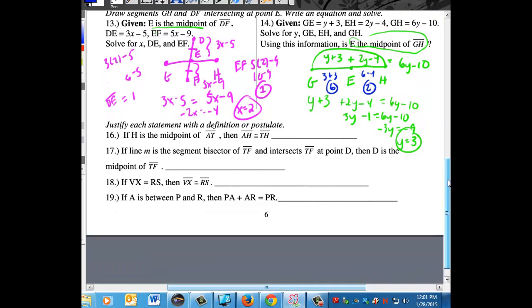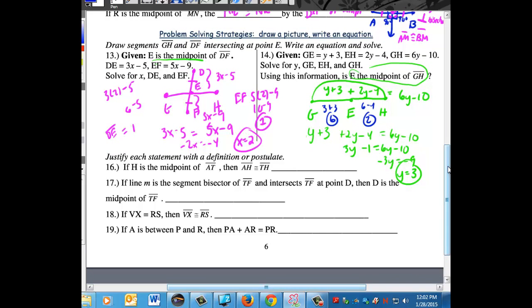Alright, and then down the bottom we have if H is the midpoint of segment AT, then AH is equal to TH. That's definition of midpoint. And we're not there yet, but we would use this in proofs, and we'll learn proofs next unit.